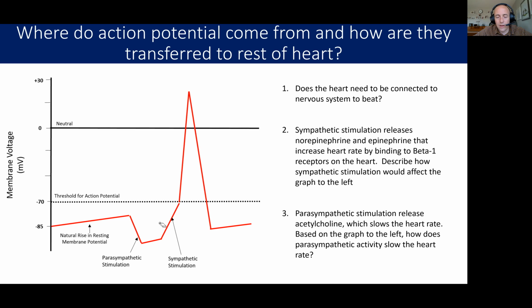Now, in this sense, with the heart, parasympathetic stimulation will result in hyperpolarization, bringing the heart cardiac muscle cells further from threshold, which will slow down your heart rate. Sympathetic stimulation with epinephrine, norepinephrine will depolarize. It's an EPSP and brings you closer to threshold and increases your heart rate.